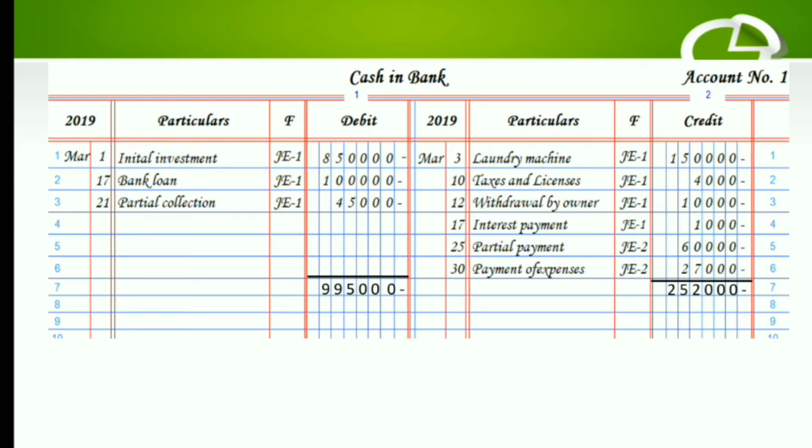252,000. So 995,000 and 252,000. So there's a difference of 743,000. So this is written in the debit side since the debit total is greater than the credit total. And then don't forget the double rule.